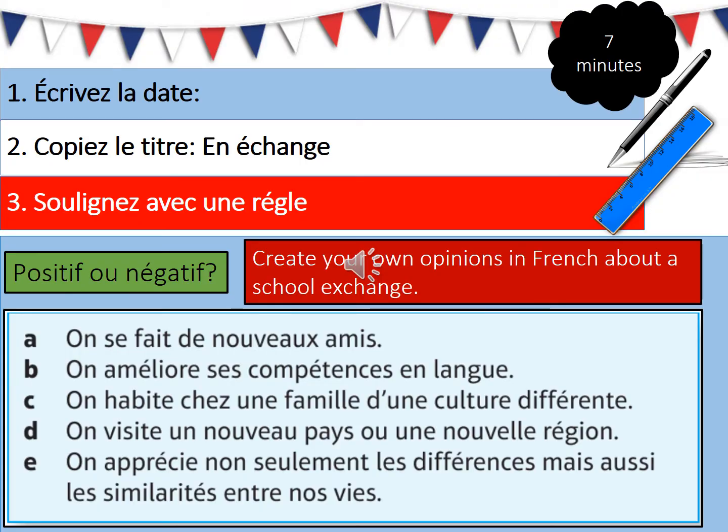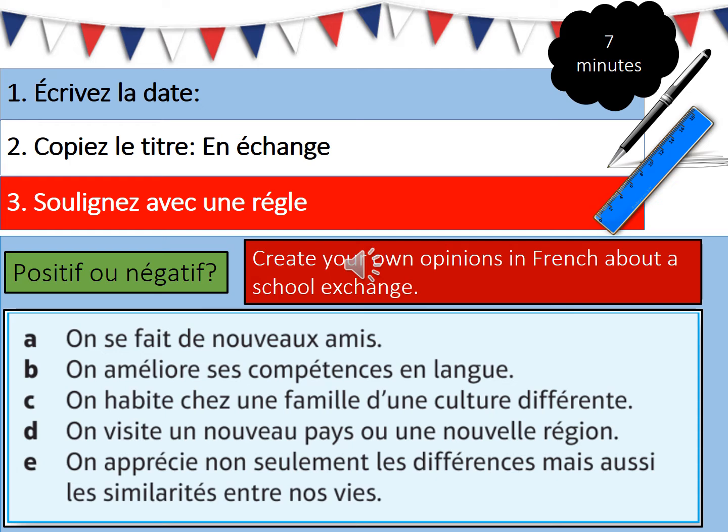To begin with Year 11, you need to écrire la date and copy le titre, which is En échange. Now you can see on the slide you've got 5 different opinions talking about school exchanges, all beginning with the subject pronoun on. Now on can mean in English one, you or we. It's used in French much more than we would use the pronoun one in English. It is used when talking about people in general, and it takes the same verb form as il or elle.